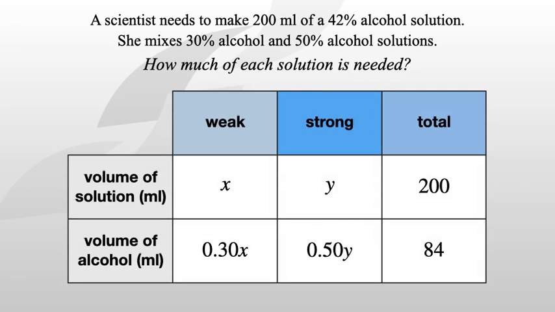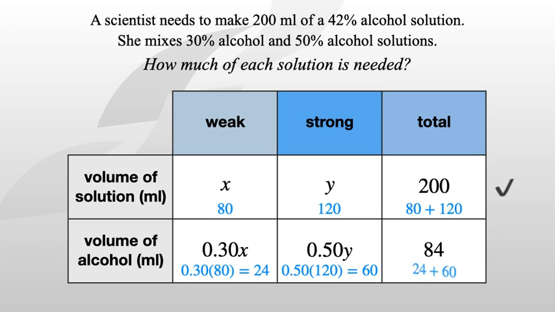80 milliliters of the weak solution and 120 milliliters of the strong solution do make a total of 200 milliliters of the needed solution. 30% of 80 milliliters is 24 milliliters. 24 of the 80 milliliters of this solution is alcohol. 60 of the 120 milliliters of the second, stronger solution is alcohol. We can determine the total volume of alcohol in the mixture by adding these two values. 24 plus 60 is 84, our earlier calculation of 42% of 200.